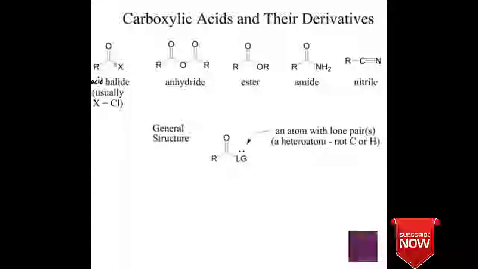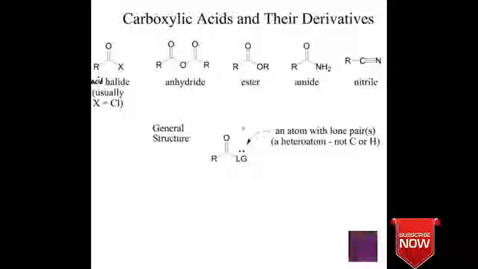If you have a halogen attached to a carbonyl, we call those acid halides, and usually the X is chlorine, so it's usually the acid chloride that we're dealing with. If you have an oxygen surrounded by carbonyls on either side, that's known as an anhydride. If you have an OR group attached to the carbonyl, it's called an ester. And if you have a nitrogen attached to the carbonyl, we call that an amide.